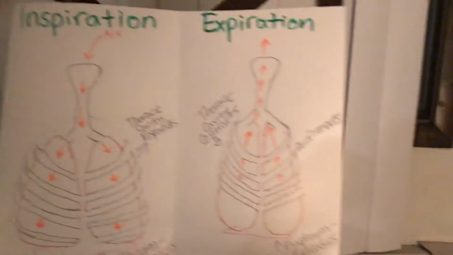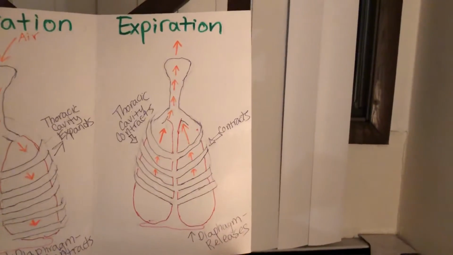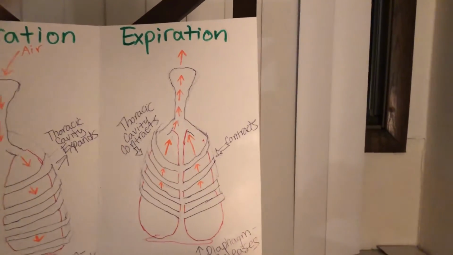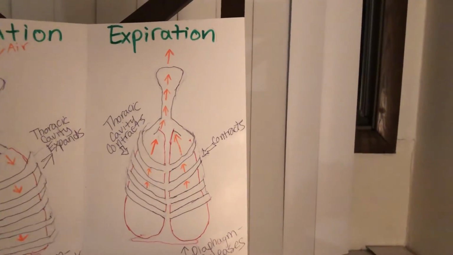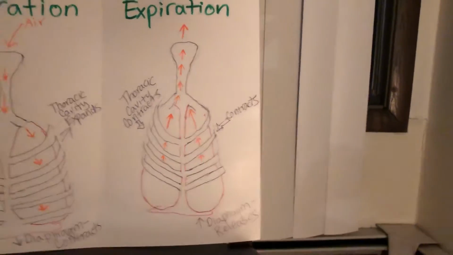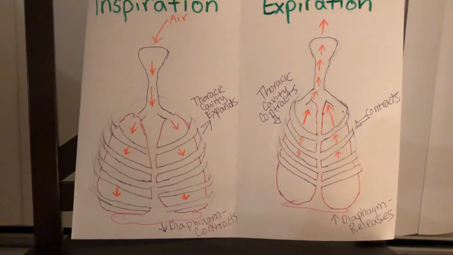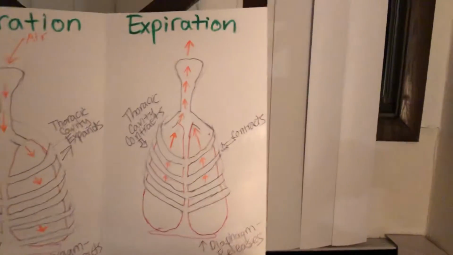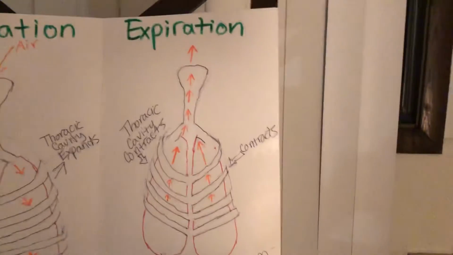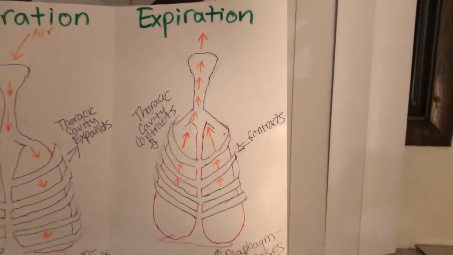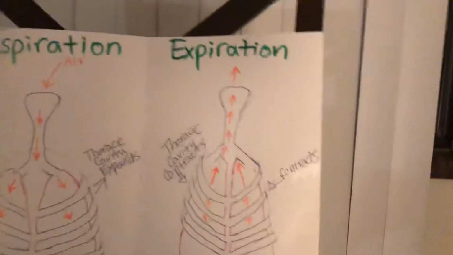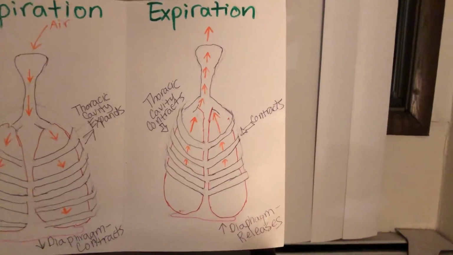So the next thing is expiration, or exhaling, when air goes out of the lungs. Expiration occurs when the breathing muscles relax again, and then the thoracic cavity, which expanded in inspiration, contracts again, as I drew here, and it gets smaller, and the diaphragm, which contracted in inspiration, releases itself.